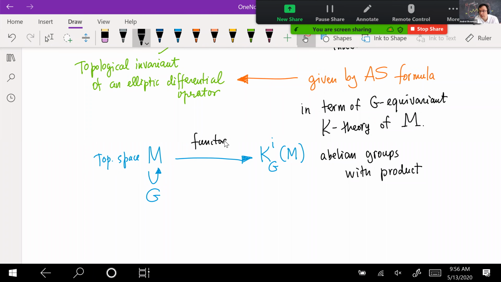If under such a functor, things we want to understand go to representation theoretic objects that we do understand for some other reason, then this is good. And so what is it for K theory? This is an example of a cohomology theory. We will of course have to talk more about cohomology theories later in the course.